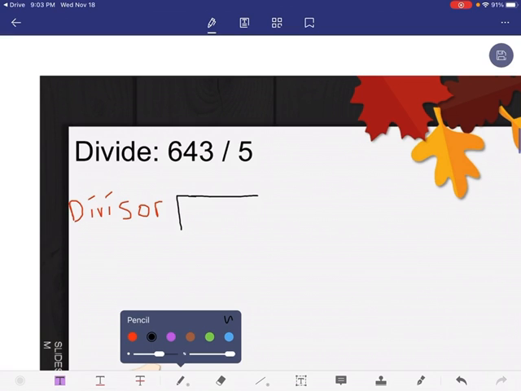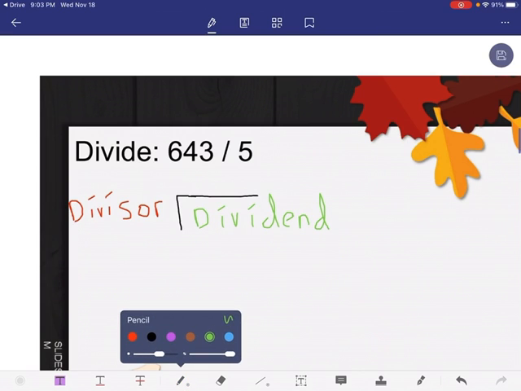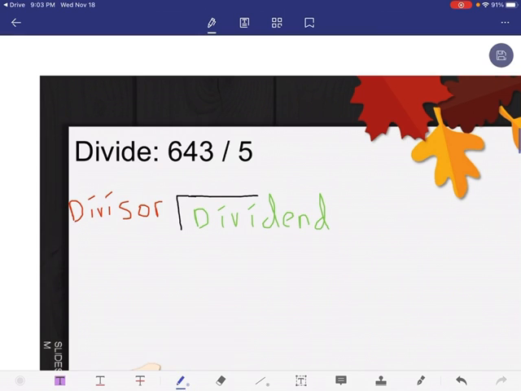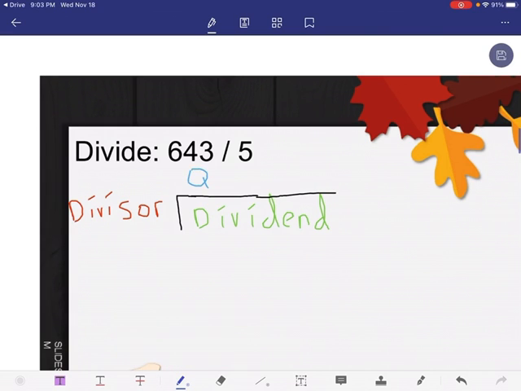The number that you're dividing is your dividend. When I'm teaching this to some of our younger kids, I like to say that it's inside the little den or the house. So that's why it's called our dividend. Okay, and then lastly, remember that our answer, or what goes on top, is going to be our quotient.